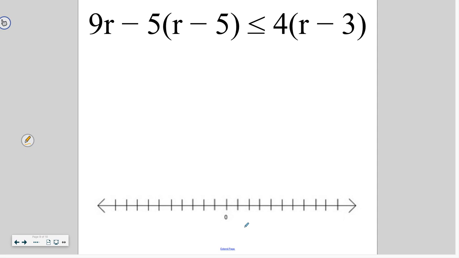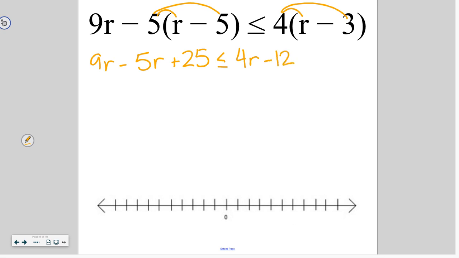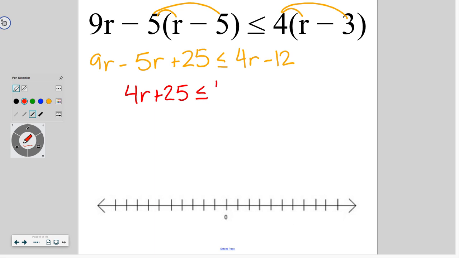Last case that we're going to look at, again, this has those parentheses in there, so we want to get rid of those parentheses by distributing. So I get 9r minus 5r plus 25. Notice the -5 times the -5, so we get a positive, is less than or equal to 4r minus 12. When I combine my r's on the left side, I get 4r plus 25 is less than or equal to 4r minus 12.